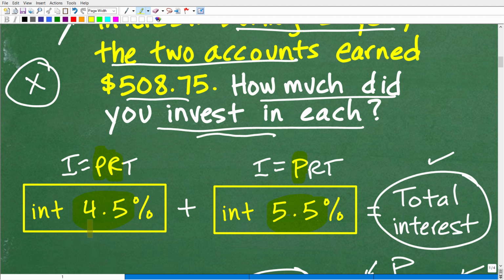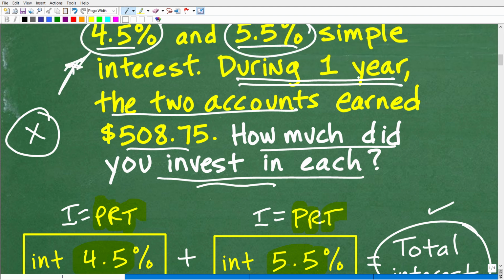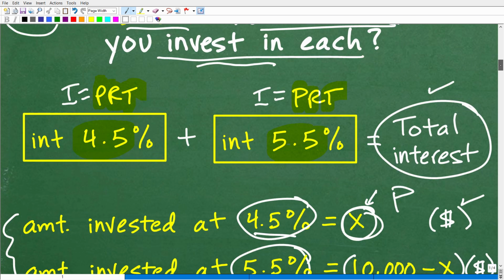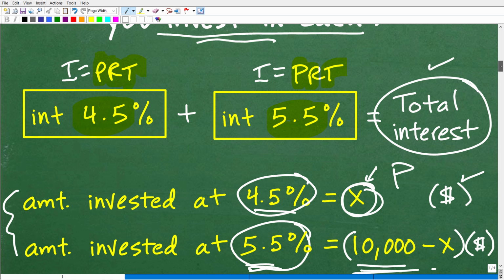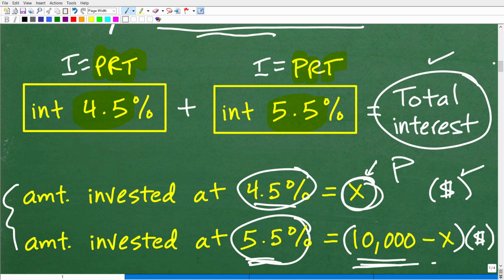We know the rate, okay? Here the rate is 4.5. Here the rate is 5.5. And we know the time because in the problem it says 1 year. Okay, so we're dealing with 1. All right, so I'm kind of setting you up for success. Anytime you think you can take this problem and run with it, you're like, okay, I understand enough to finish it, you should pause the video and do this on your own. But let's put this all together because we have enough information.